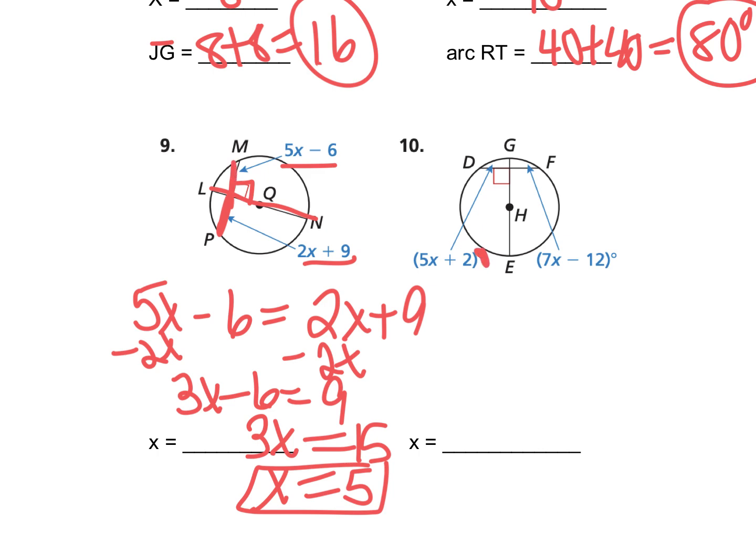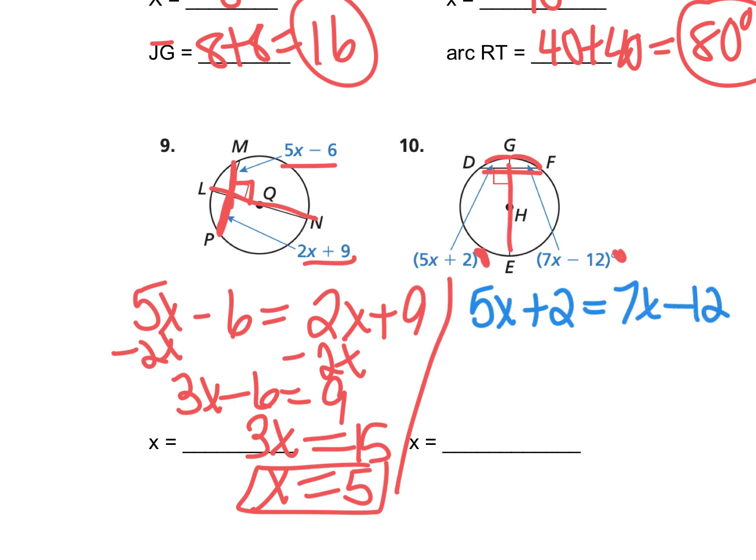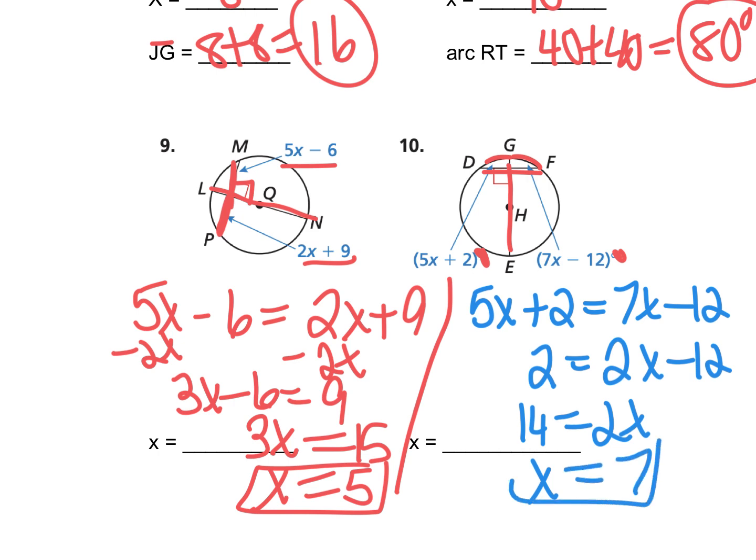Notice these are in degrees here, which means we are talking about this arc and this arc, which means we have, again, a diameter and a chord, and those two pieces are going to be equal to each other. So we are just going to set 5x plus 2 equal to 7x minus 12. And if we solve that, we subtract 5x from both sides and get 2 equals 2x minus 12. If I add 12 to both sides, I get 14 equals 2x, and x equals 7.